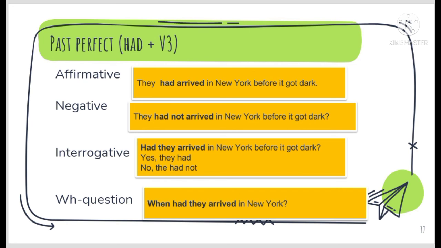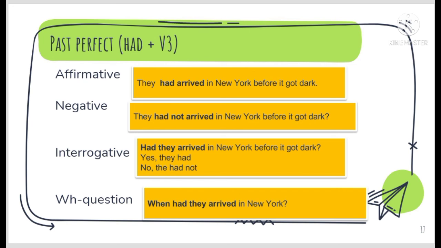Kalau di past perfect itu had plus verb 3. Ingat, kalau di present perfect dia have, has plus verb 3. Past perfect had plus verb 3. For example, affirmative: They had arrived in New York before it got dark. Jadi past perfect ini biasanya pasangannya simple past. Jadi dia sudah sampai dulu ke New York sebelum before it got dark, sebelum hari gelap ya. Jadi sampai dulu baru hari gelap. For negative tinggal put not ya. They had not arrived in New York before it got dark.